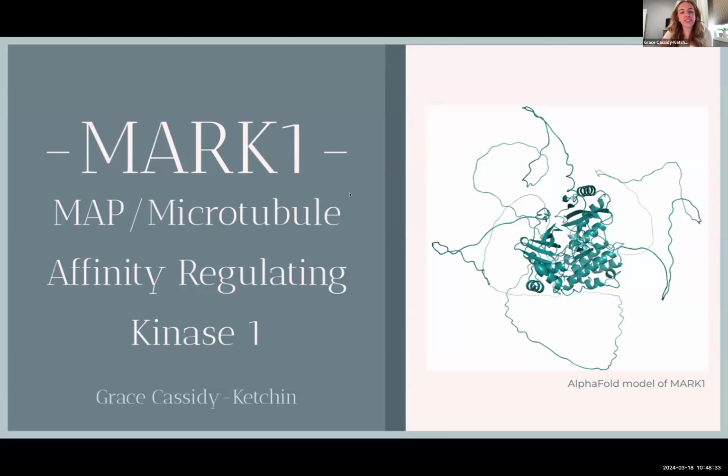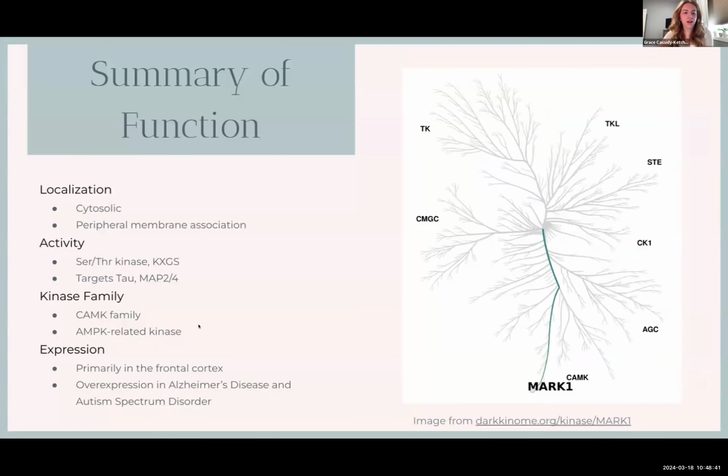All right, so my kinase is the MAP/microtubule affinity regulating kinase 1. It is a serine-threonine kinase, which is part of the calcium or calmodulin dependent kinase family and is considered to be AMPK related. It targets the motif KXGS, which is found typically on tau and microtubule associated proteins 2 and 4. It's primarily expressed in the frontal cortex, though is widely distributed throughout the body, and it is commonly overexpressed in both Alzheimer's disease and autism spectrum disorder.